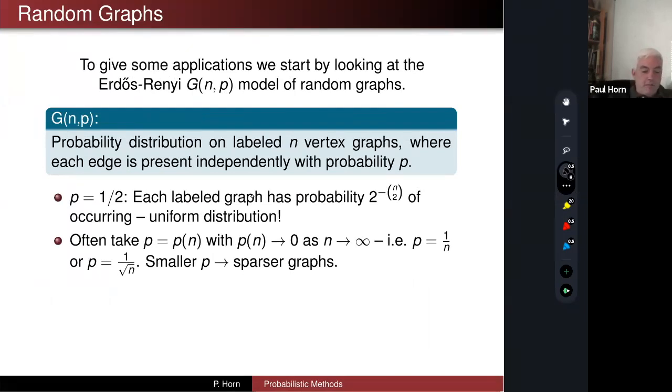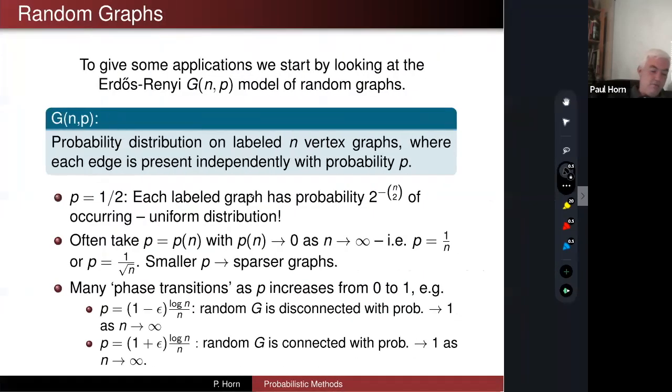So one might take some p depending on n. For instance, p is 1 over n, or 1 over square root of n. And the smaller this p is, the sparser graph I will get out on average. So I am going to expect a p fraction of my edges. Again, the smaller p is, the sparser graphs I get on average. Now this is a random graph. Presumably I could get any graph in the world from this, but the likely outcomes are going to depend on this p I pick.